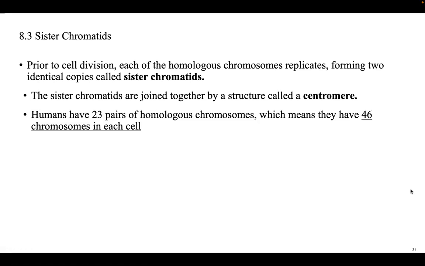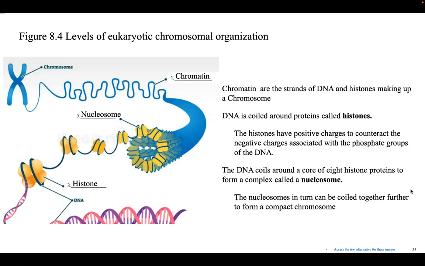Those sister chromatids are joined together at the centromere, and humans have 23 pairs of homologous chromosomes, which means that they have 46 chromosomes in each cell. Chromatin are the strands of DNA. So here's our chromatin, this long rope of DNA that is being eventually coiled into our nice, neat X-shaped chromosome. That is chromatin, which is making up our chromosome shape.